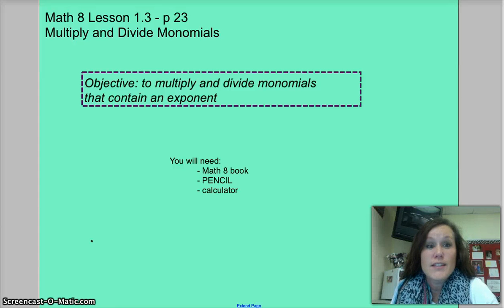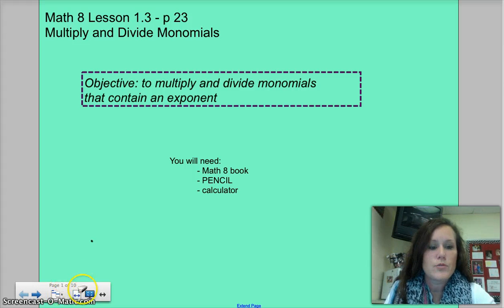Hey guys, lesson 1.3 for Math 8, page 23. Grab your calculator. We are going to be multiplying and dividing monomials. I've got to make it short and sweet today.